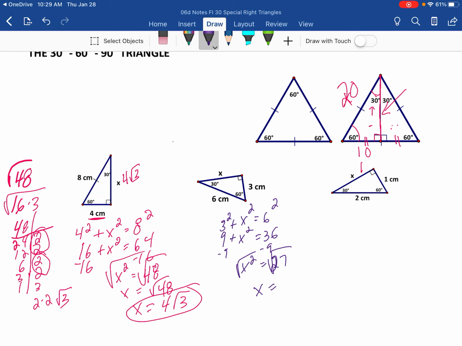I simplify 27, either by knowing that 27 is 9 times 3, or I can do 27 and break it down. 27 divided by 3 is 9, 9 divided by 3 is 3, 3 divided by 3 is 1, and so I'd have a 3 on the outside. Either way, this is going to be 3 radical 3. And this class is all about patterns, so this is 3 radical 3.